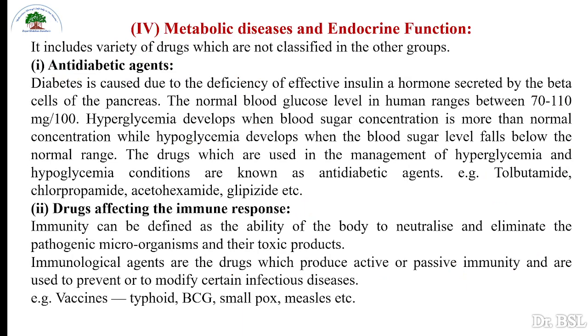And the last class is metabolic diseases and endocrine functions. It includes a variety of drugs which are not classified in the other groups. Anti-diabetic agents, that is, drugs which are used against the diabetic condition. Diabetes is caused due to the deficiency of effective insulin, a hormone secreted by beta cells of the pancreas. The normal blood glucose level in humans ranges from 70 to 100 milligram.